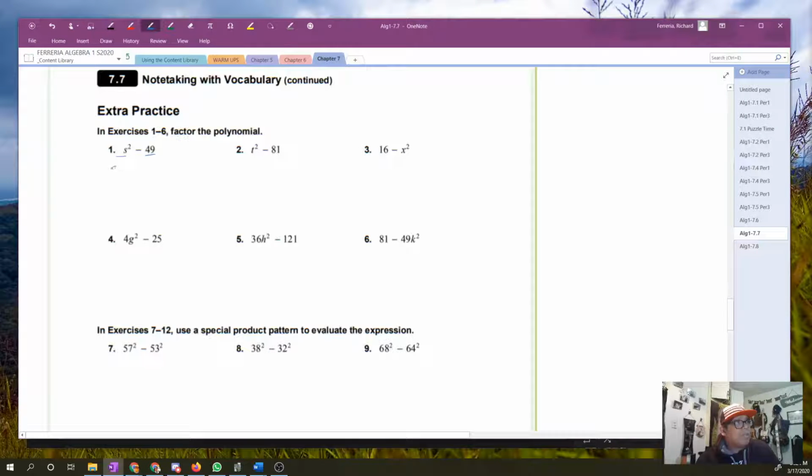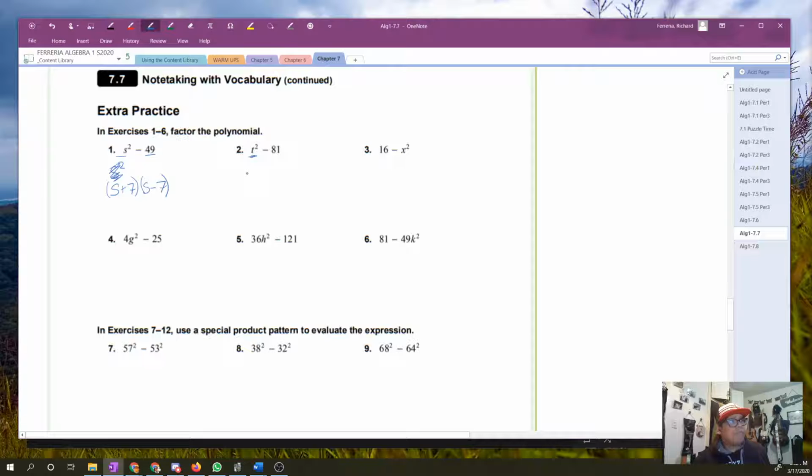So when I do this one, I just have to figure out, is this a square of a sum, a square of a difference, or a sum and difference? And this is a sum and difference, because there's no linear term. Okay, perfect. How about this one?